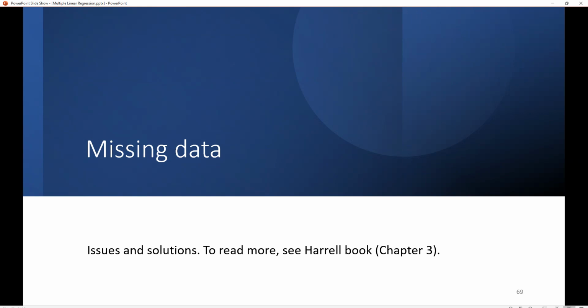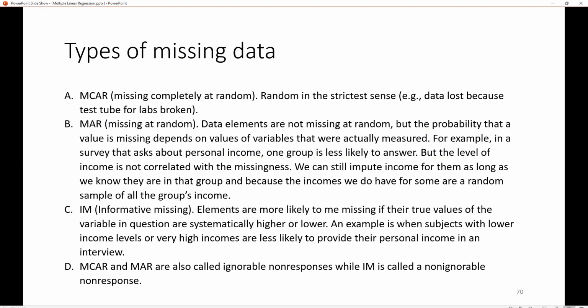We may not have this as much with hospital data, but we tend to see it sometimes with income and education and maybe other self-reported statistics. See Harrell's chapter 3 if you want to read more. We have different types of missing data. The first one would be missing completely at random. It's random in the strictest sense. Data loss maybe because test tubes for labs are broken.